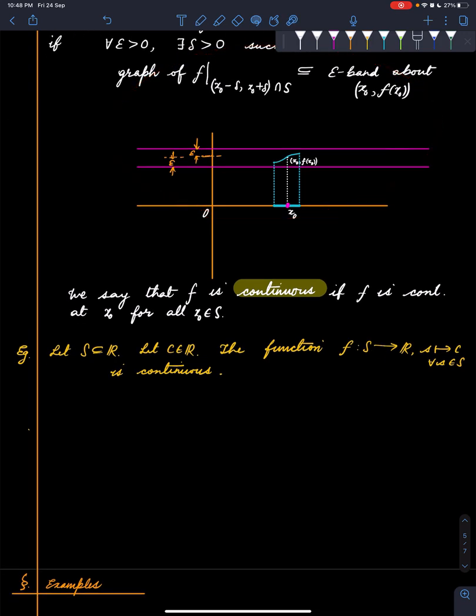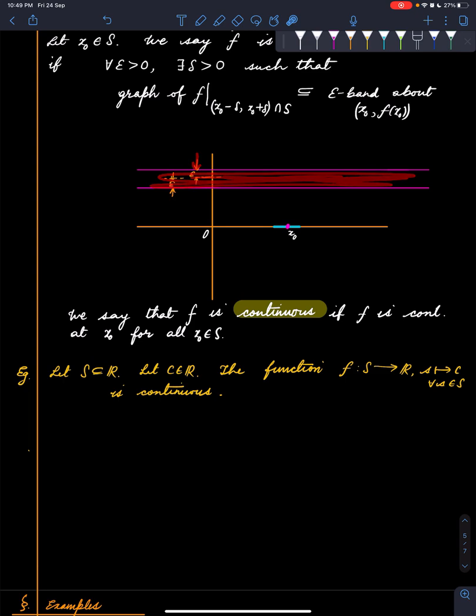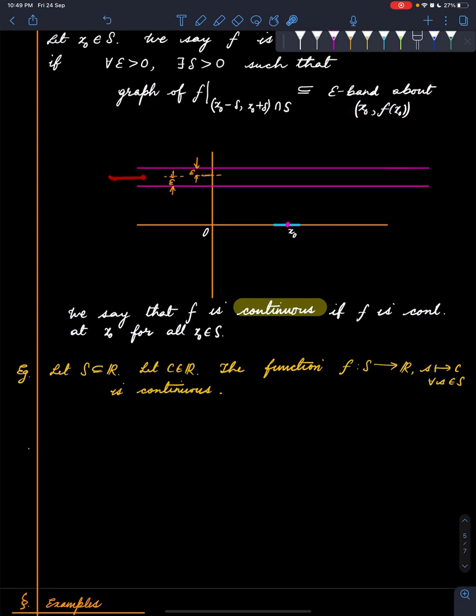Let me just argue in this image itself. Somebody has given an epsilon, so you make this epsilon band. And now you want to show that there is a delta such that the graph of the function within that interval does not escape the epsilon band. But what does the graph of the function look like? It is just this horizontal thing. When you draw the graph, you can only draw the points above S, so in this picture let's assume that S equals R for understanding. Let's say this is C, and this is the graph of the function, precisely this horizontal line.